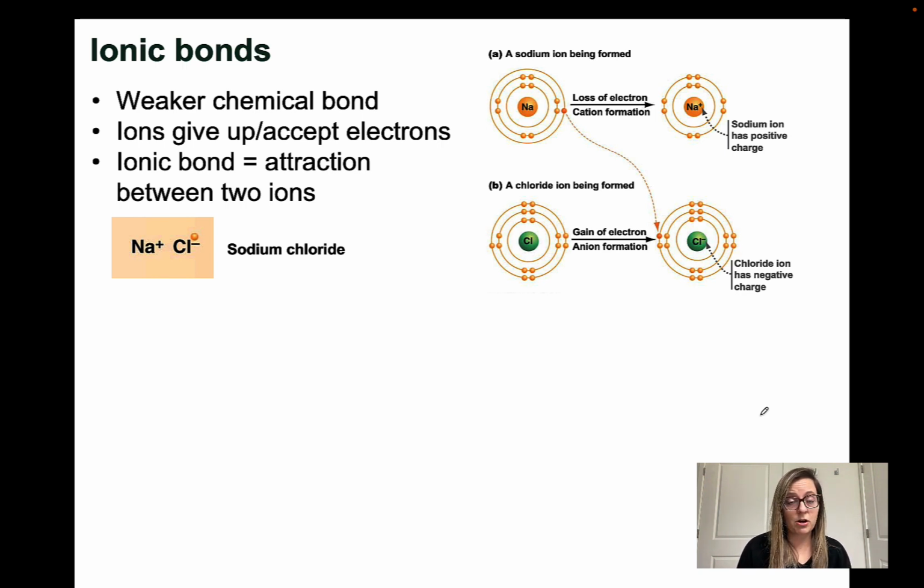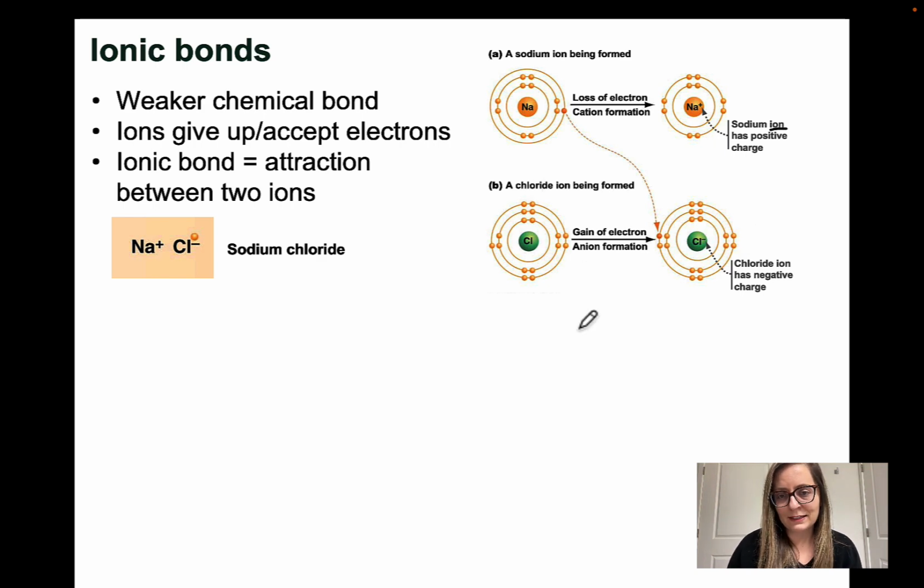The next thing we'll talk about are ionic bonds. These are weaker chemical bonds relative to covalent, and these occur between ions. So recall that ions give up or accept electrons. And so here is sodium, and sodium has 1 electron in its valence shell. And so often it will give up this electron and it will act as a sodium atom that has a positive charge. And so we call this a sodium ion.